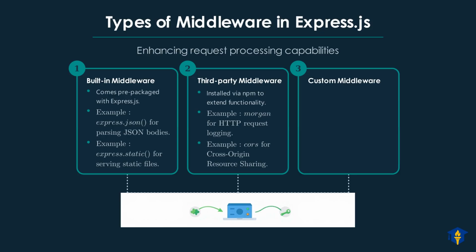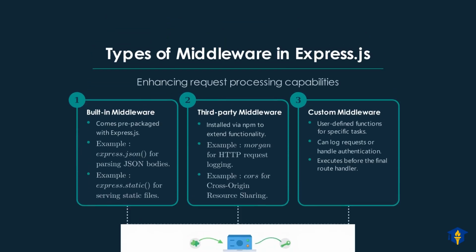Finally, you can create custom middleware, tailored specifically for your application's unique needs. These are user-defined functions that you write to perform very specific tasks within your request pipeline. Custom middleware can be used for various purposes, such as logging requests or handling user authentication. Importantly, custom middleware executes before the final route handler, allowing pre-processing of requests.